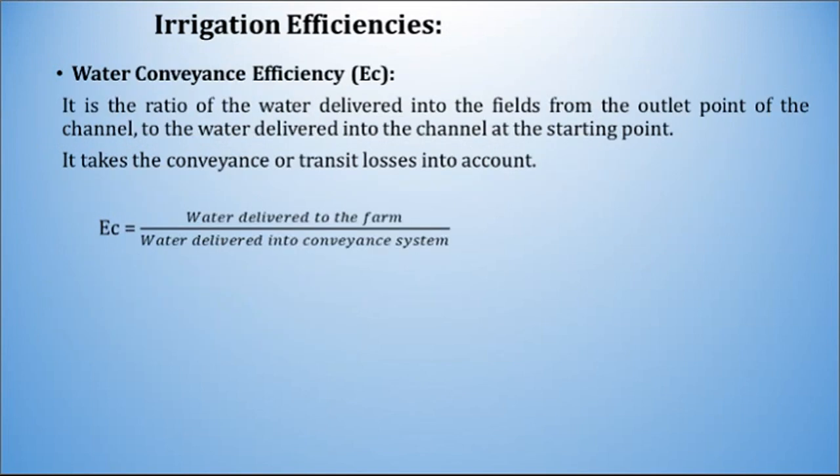So what is water conveyance efficiency? It is the ratio of water delivered into the fields from the outlet point of the channel to the water delivered into the channel at the starting point. It takes the conveyance or transit losses into account. Water conveyance efficiency Ec is equal to water delivered to the farm divided by water delivered into the conveyance system.